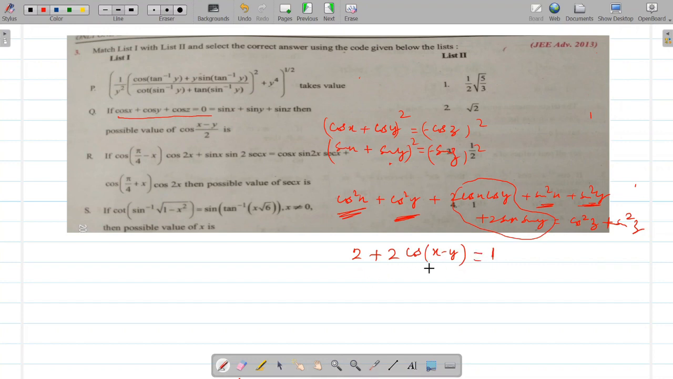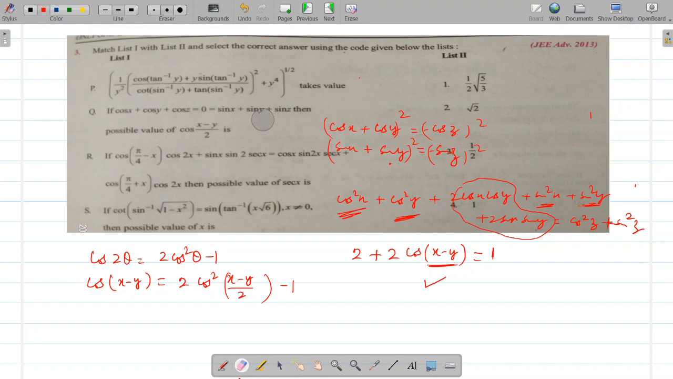So then we can use the cos 2 theta formula. Cos 2 theta can be written as 2 cos square theta minus 1. So if I take 2 theta is equal to x minus y, then cos of x minus y's value is 2 into cos square of x minus y by 2 minus 1. So we can now substitute that value of cos of x minus y and we can verify it. And then we can come to this part, the rest of this one.